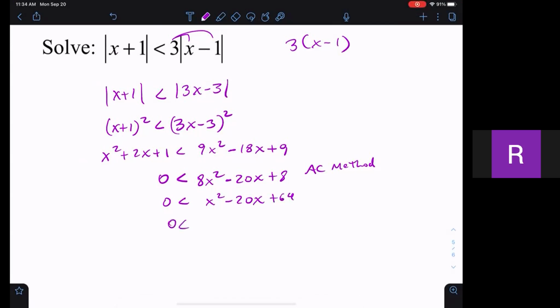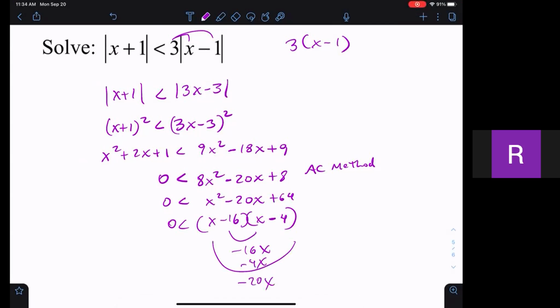So that's going to be the parentheses, right? x minus 16, x plus 4, actually x minus 4. Negative 16 times negative 4 is positive 64. Negative 16x and negative 4x give you the middle term, which is negative 20x, and x times x gives you x squared. Now you need to divide by 8, because remember when we do the AC method, we need to do that. So this is x minus 2, and this is going to be x minus 1/2, right?